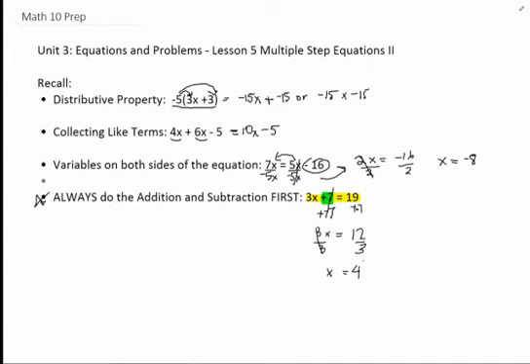So those are some of the techniques that we used previously, and now we're going to add a new twist to our problems. And these are problems where we have fractions. Now, I'm just going to move this. We have this equation, 3x over 4 plus 1 over 2 is equal to 2 over 5.